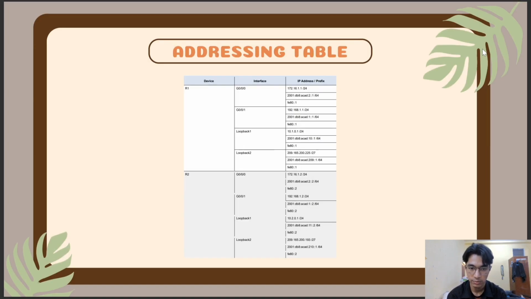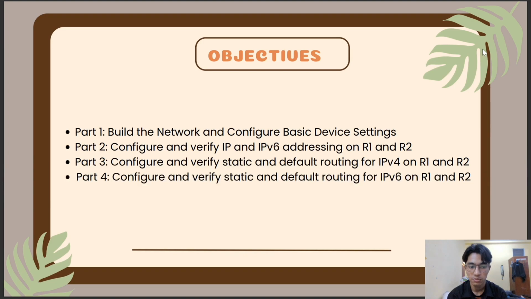Untuk topologi kami, ini addressing table kami untuk IP address, interface and prefix, device-device lah. Objektif kami: Part 1, build the network and configure basic device settings. Part 2, configure and verify IPv4 and IPv6 addressing on R1 and R2. Part 3, configure and verify static and default routing for IPv4 on R1 and R2. Part 4, configure and verify static and default routing for IPv6 on R1 and R2.